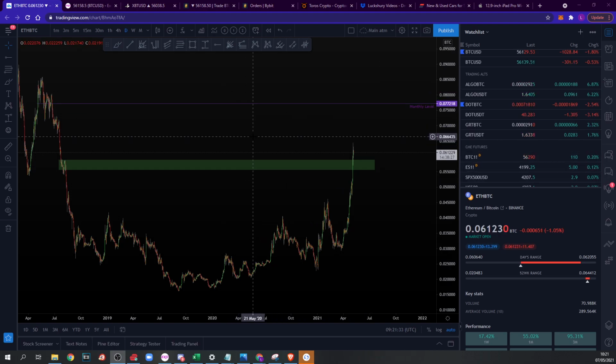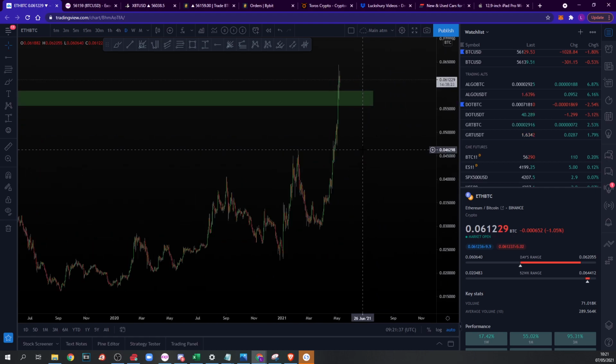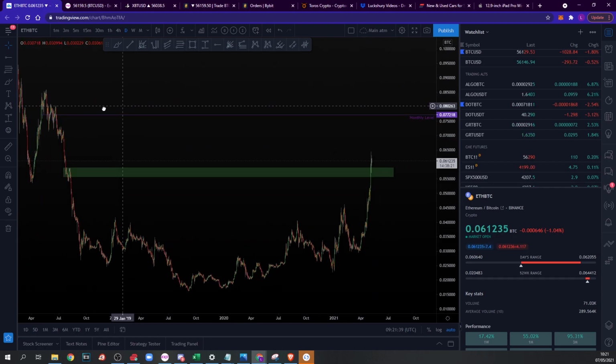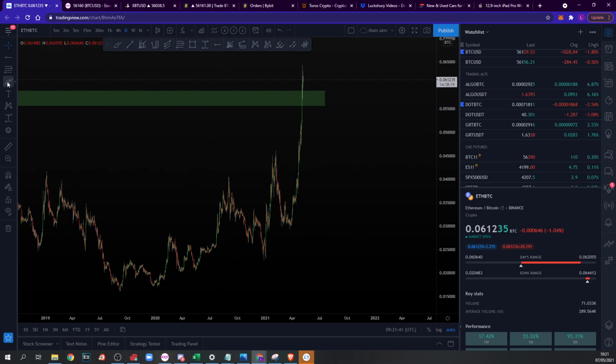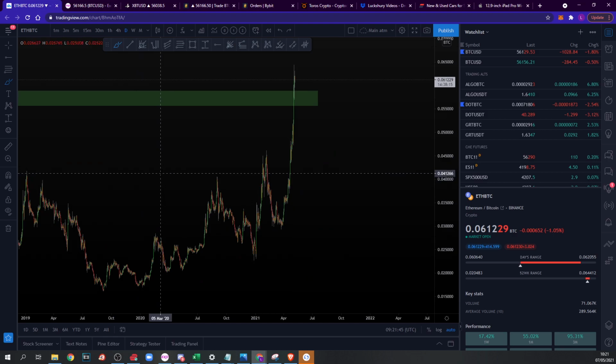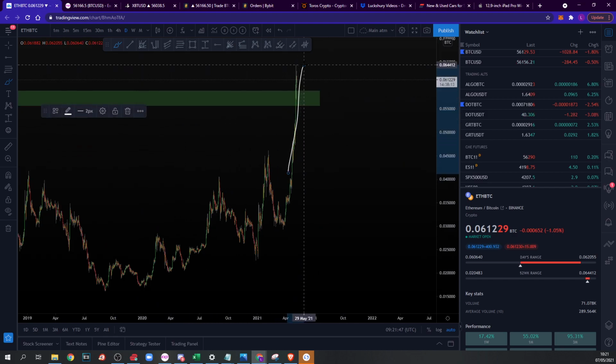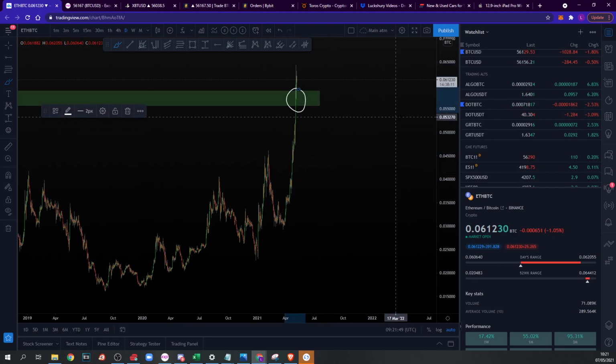Okay, so let's just get straight into it. Ethereum. What have we seen? Ethereum Bitcoin pair. What happened was we came into this area, and this is the 1.618 area, as well as a weekly order block, and we have just seemed to blast straight through that. So that was a major take profit for myself.